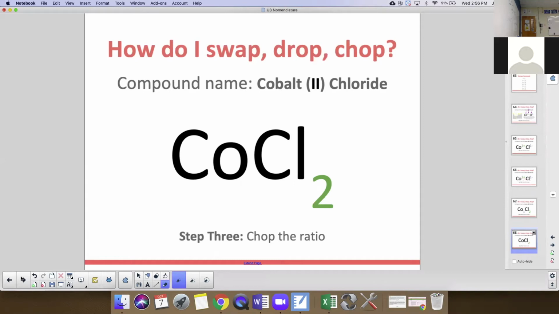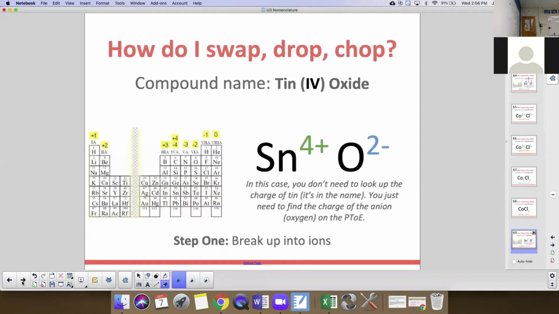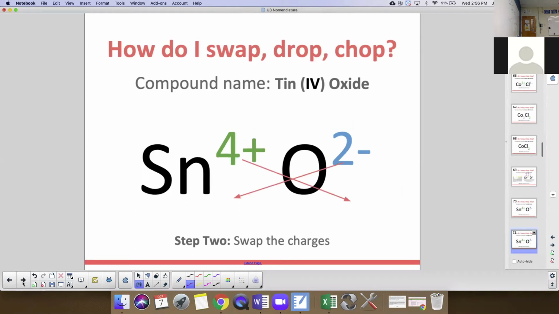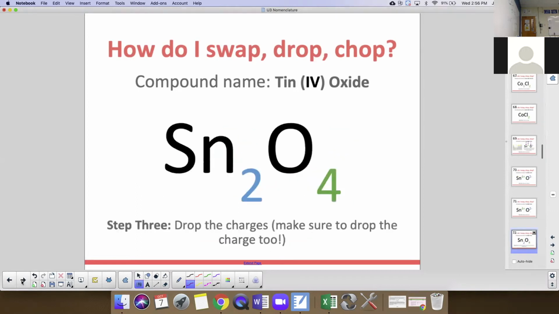All right, let's look at the next example. Tin, like tin foil. All right, tin IV, and what does IV stand for? 4. Yeah, so tin has a positive 4 charge, and then oxide, and we know that oxide has to gain 2 electrons to get to 8, so it's a negative 2. So this is what you have when you split it up into ions. So step 1, we need to swap those charges. We need to drop the charges, get rid of our plus and minus. And chop them.